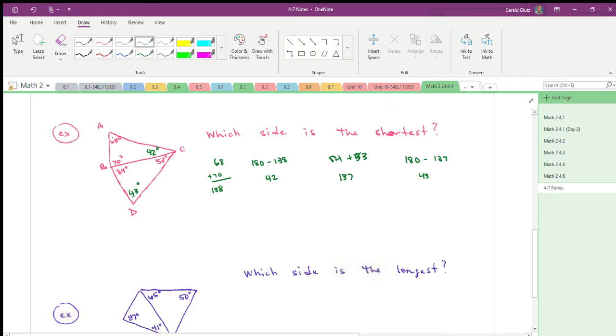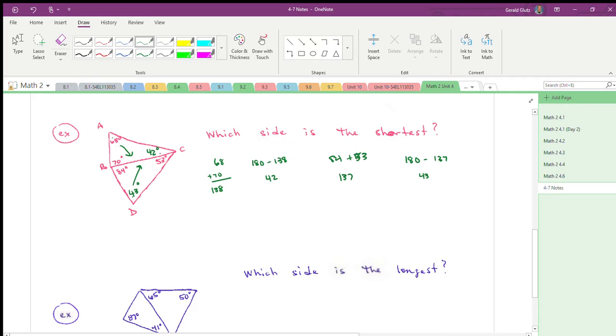Now if I look at this triangle, I've got 68 opposite the shared side. And that's not the biggest side. It's the second biggest side because it's the second biggest angle. 43 is the smallest angle out of all three of these. So this is the shortest side of this triangle.